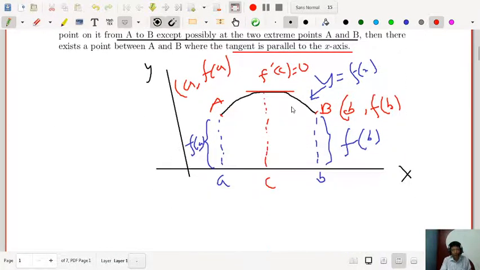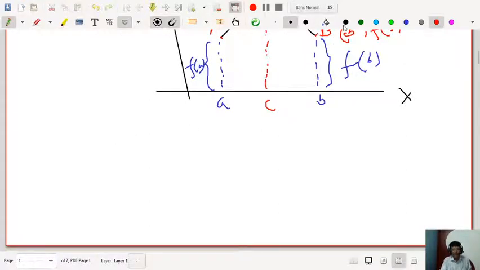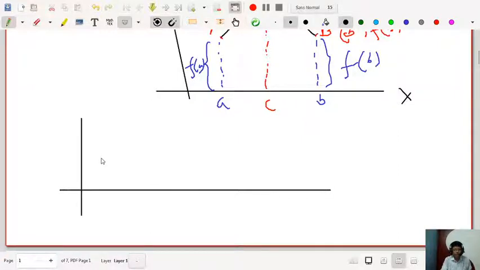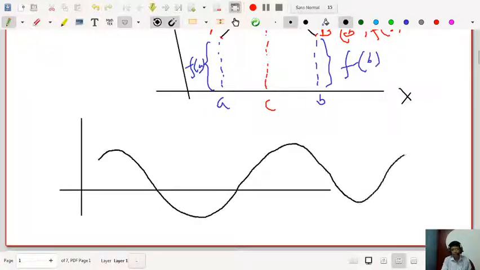Okay, now let me show you another diagram where you can draw more than one point. So let us have this type of diagram. It's just like a wave. So this is the x-axis, and this is your A point, and this is your B point.